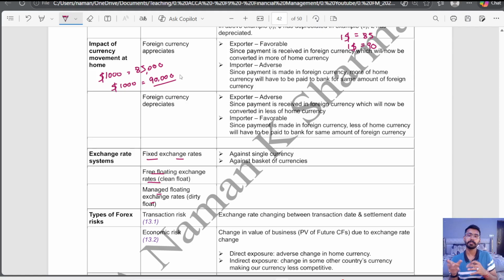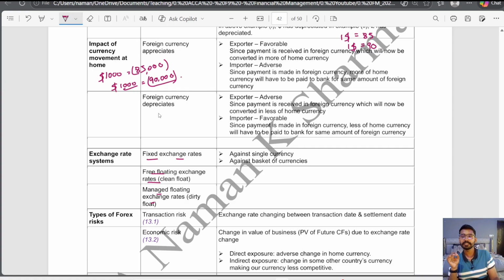The exact opposite happens for an importer. An importer, earlier when the dollar was 85, had purchased goods for $1,000. Earlier you had to pay 85,000 rupees. Now you will have to pay 90,000 rupees for the same amount of dollars. So for an importer, the situation is adverse. The exact opposite happens when foreign currency depreciates. When foreign currency depreciates, the receivable of the exporter decreases. So it is an adverse change for an exporter, but for an importer it is a favorable change.